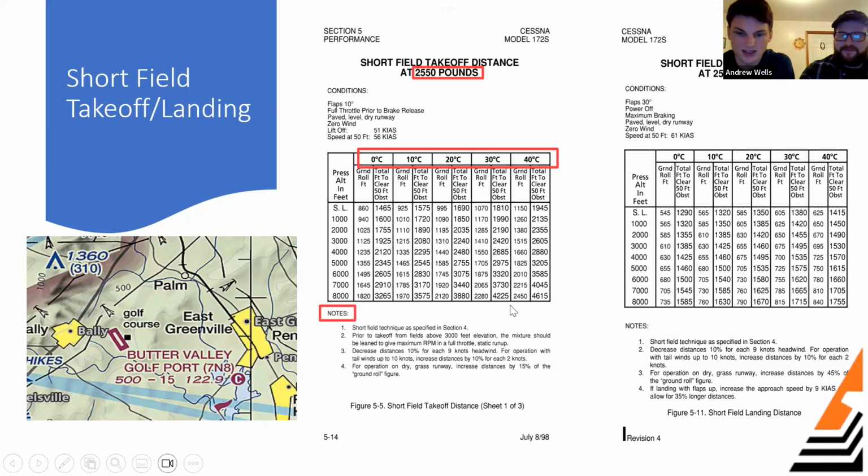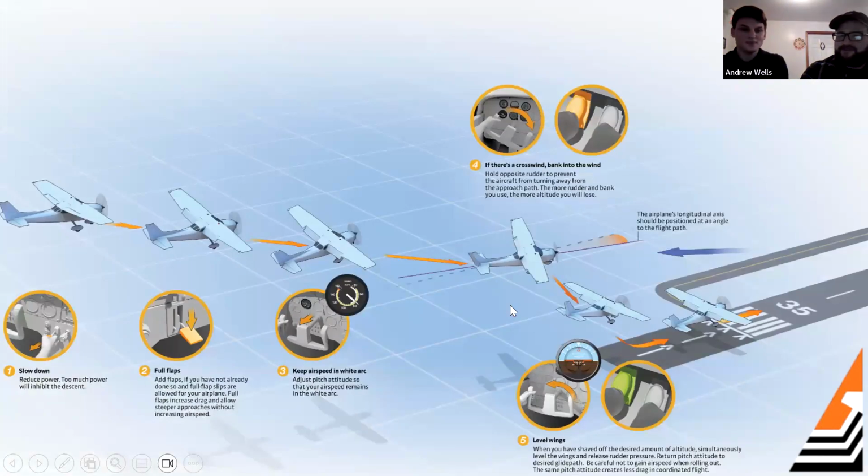All right. Okay. So the landing portion. So almost exactly the same as the normal approach. Yep. Fly stabilized, slow yourself down, full flaps. Keep your recommended approach speed.